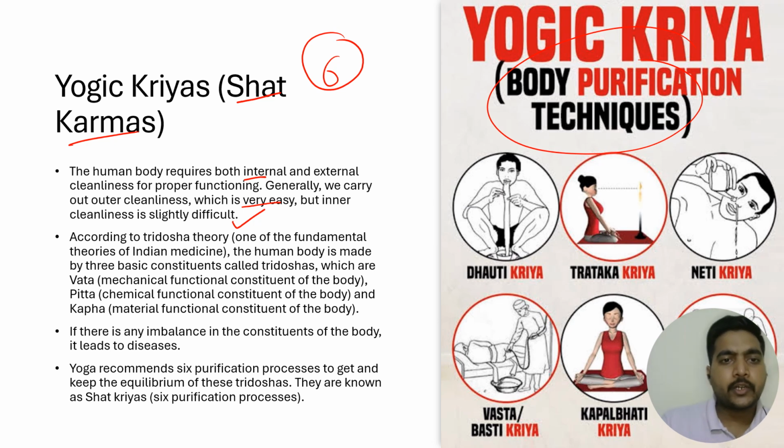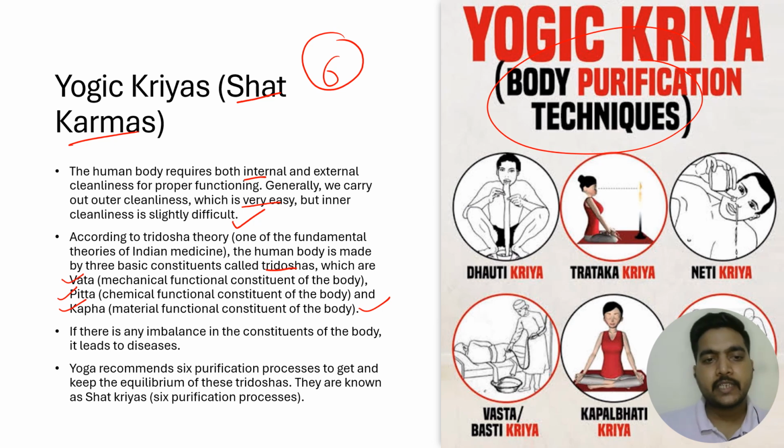Second, according to the Tridosha theory, which is a very famous theory of Indian medicine, our body consists of three things: Vata, Pitta, and Kapha. Vata is for the mechanical function, Pitta is for the chemical function, and Kapha is for the material constituent of the body. These three constituents are called the three doshas.